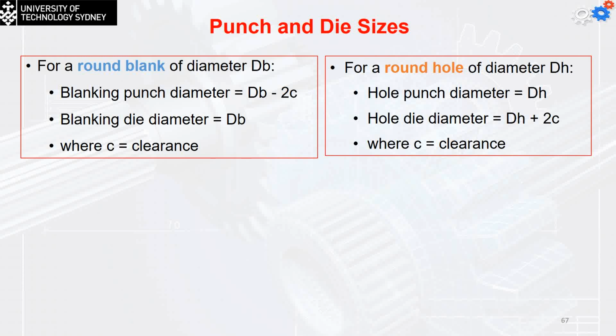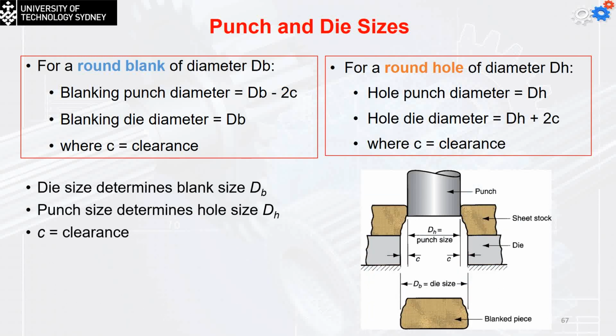So that's the shape we're talking about. There's the punch size, this is the punch diameter, and this is the clearance. The punch diameter in the case of blanking is going to be equal to the blank diameter I would like to make, minus 2C. In the case of the round hole, now I'm making a hole, so the hole die diameter is going to be equal to the Dh value plus the clearance times 2.